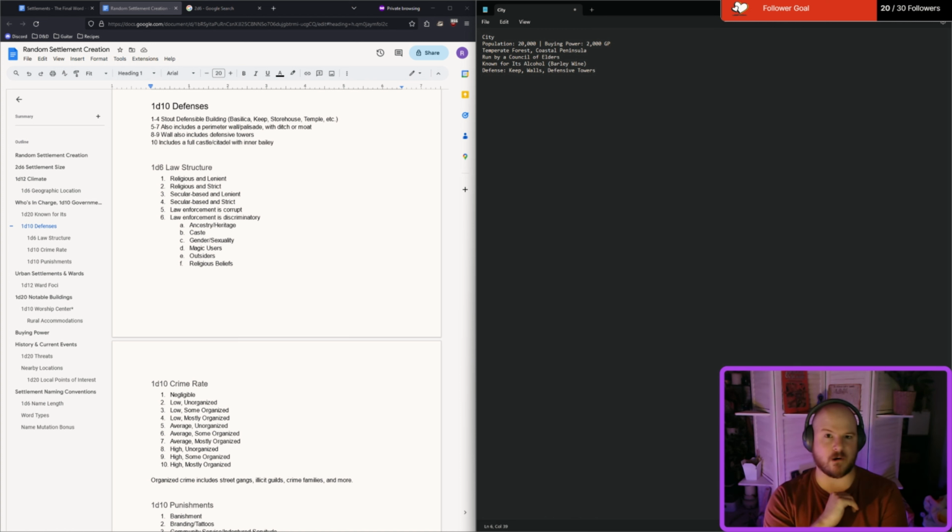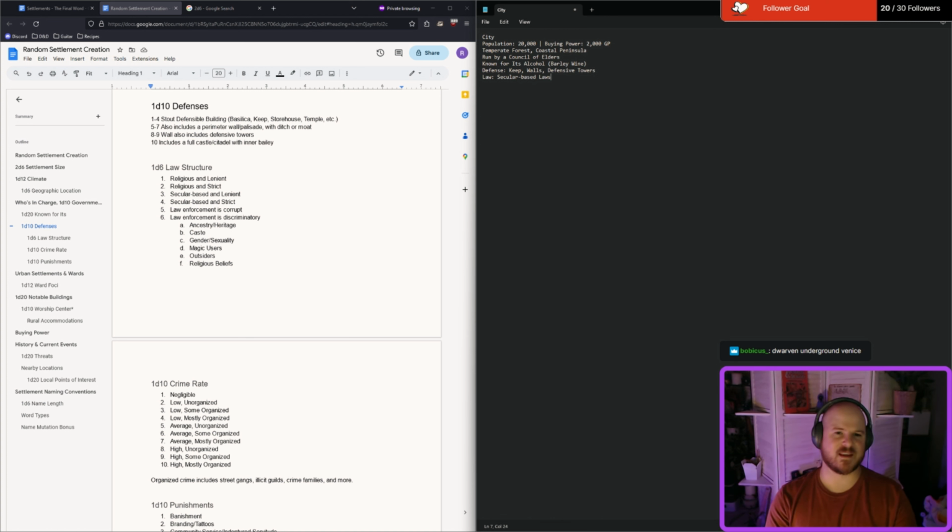Because it can run into some weird things in this table where you can end up with something like secular-based laws that are strict, but might be run by a religious conclave or something like that. So that can be kind of weird.